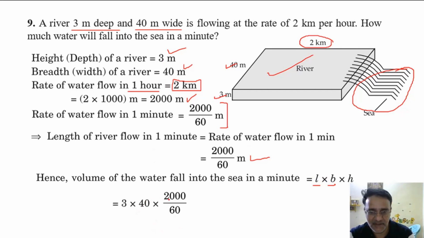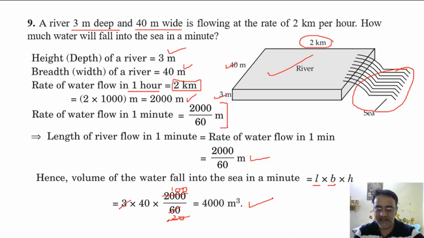Okay, so how do you have to do the calculation? See here, this is 20 and you can cancel this 20 with this, you will get 100. So what is the final answer? 4000. Right, 4000 meter cube. Any doubt in this part, this question? No, sir.